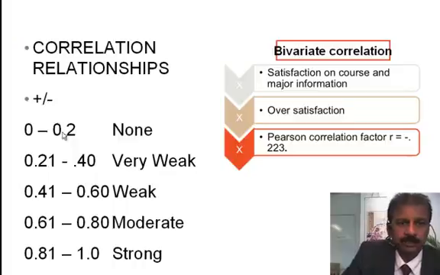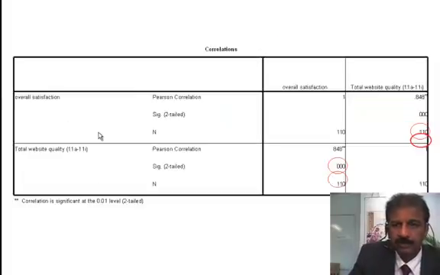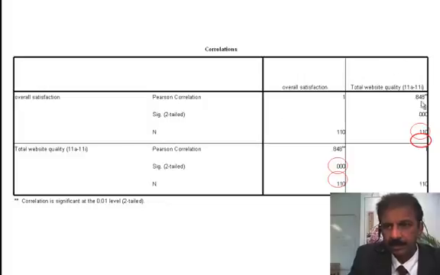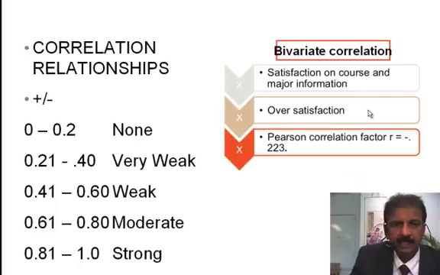Now, if you look at the readings and they're between 0 and 0.2, then there's no correlation at all. However, if it's between 0.21 and 0.4, it is a very weak correlation.